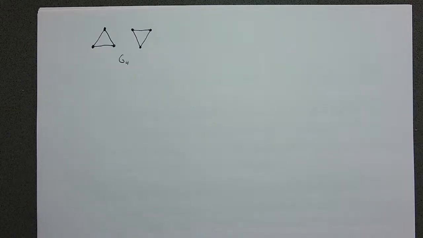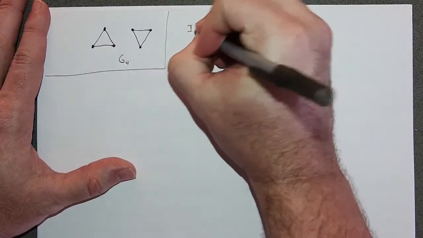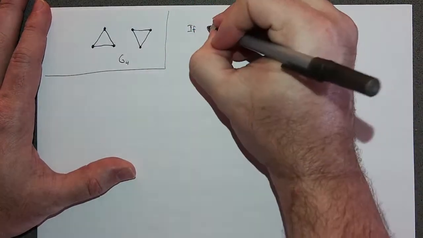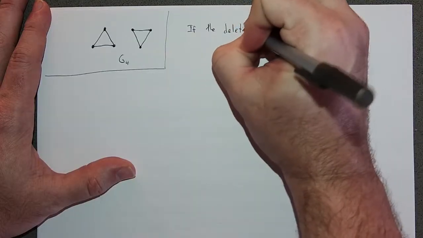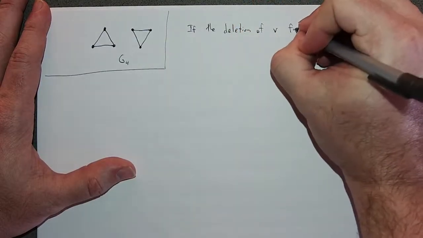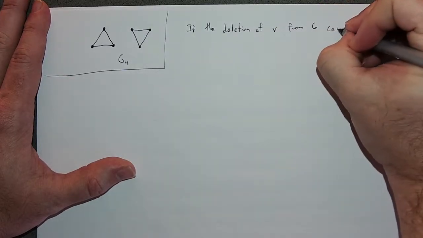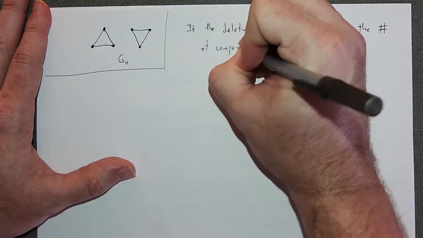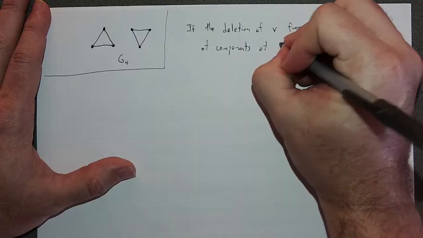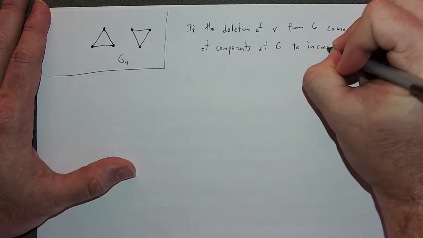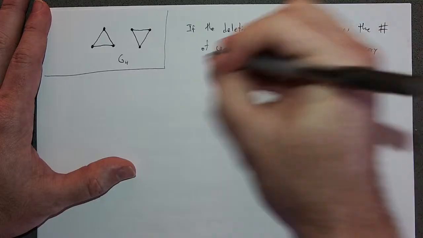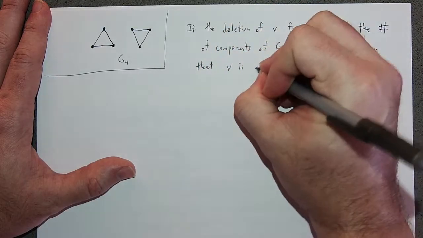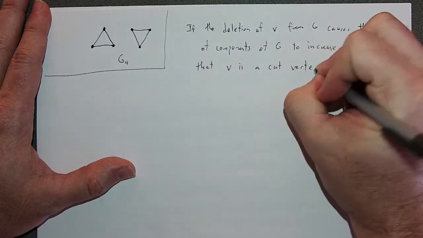So if the deletion of a vertex from G causes the number of components to increase, that is referred to as a cut vertex. So here, if the deletion of V from G causes the number of connected components of G to increase, we say that V is a cut vertex of G.